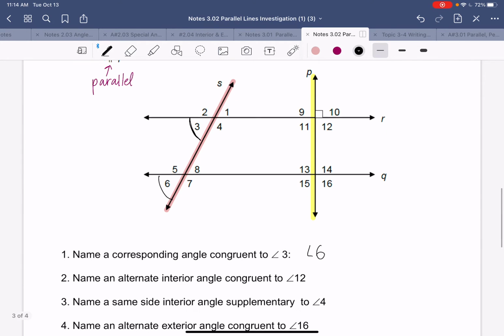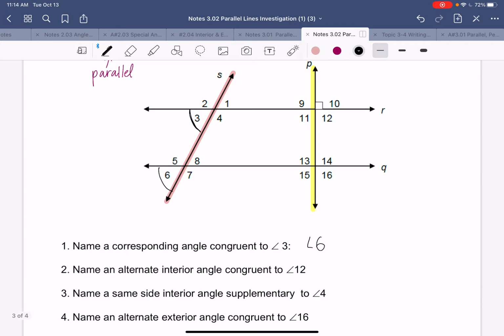All right. Name an alternate interior angle congruent to 12. So I'm looking for an alternate interior angle congruent to 12. So we need alternate sides of the transversal, but remember, we can't jump transversals. If we start on P, we have to stay on P. Angle 12 is on P, so I need alternate sides of the transversal. 12 is on the right side. I need an angle on the left side of the transversal, and I need it on the interior of the parallel lines. So that would be angle 13.